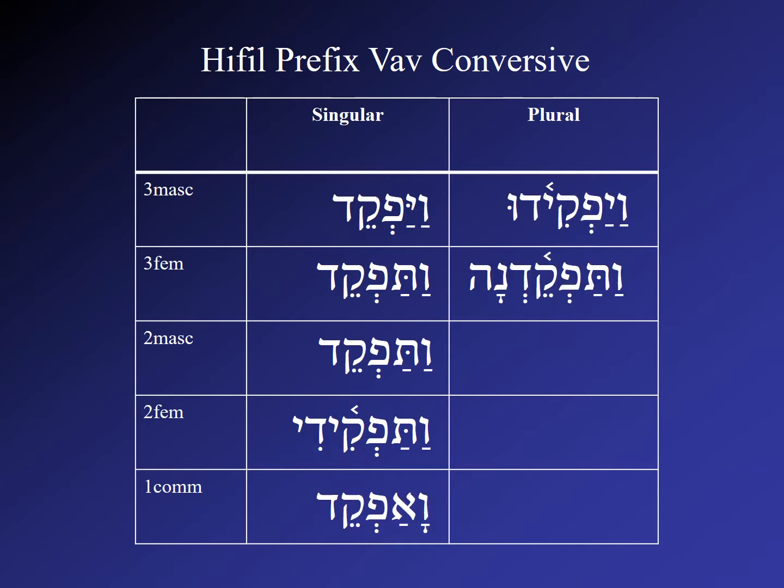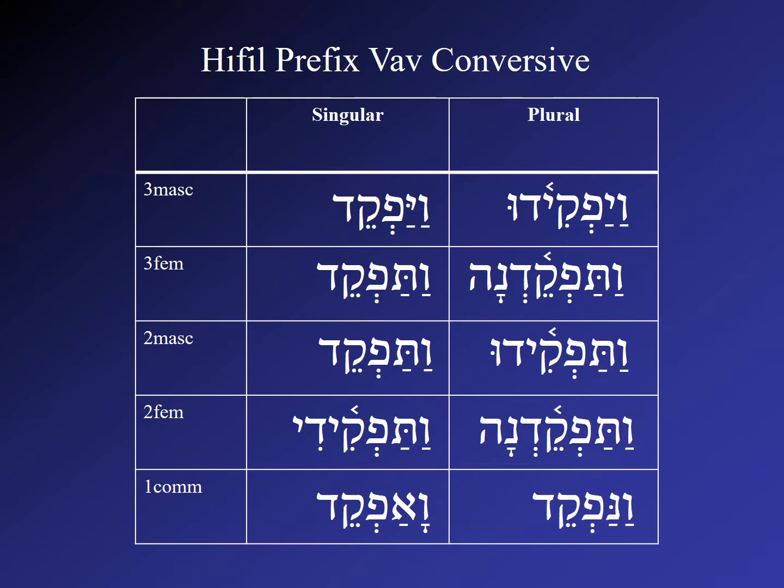Vayafkidu, vatafkedna, vatafkidu, vatafkedna, vanafked. Notice that in all of the forms that have a prefix complement that begins with a vowel, the hirek yod is restored. So vatafkidi, vayafkidu, and vatafkidu.